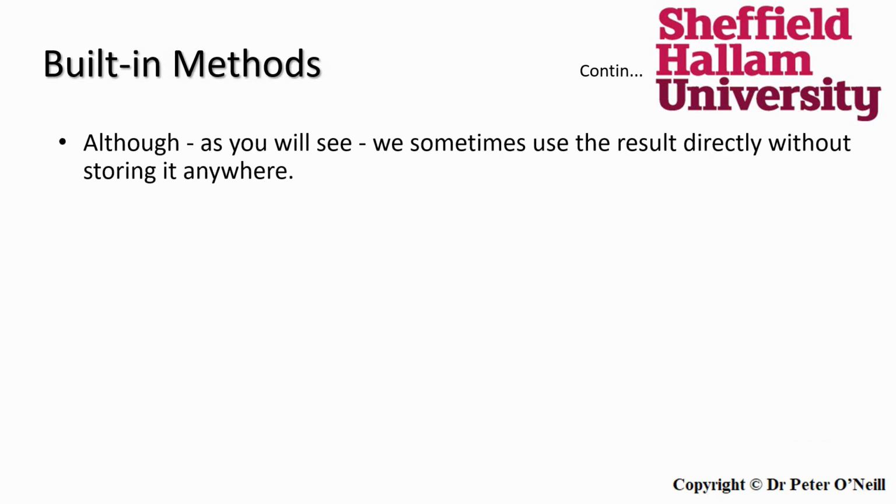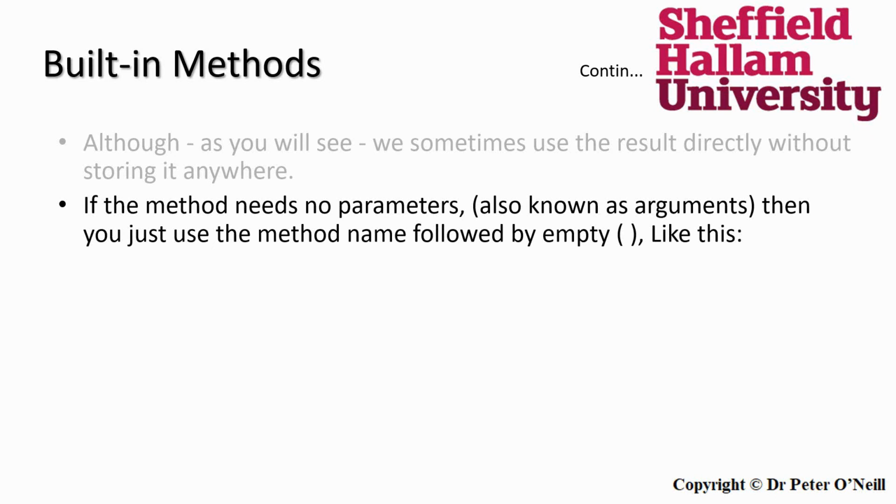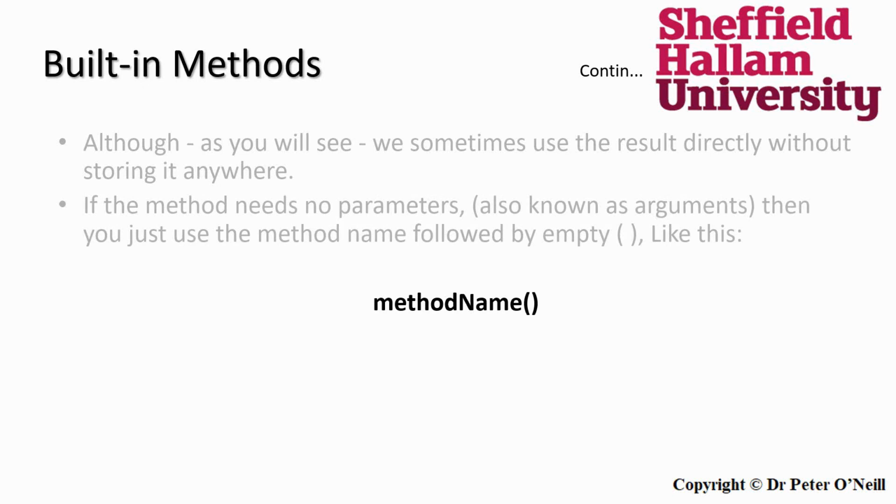Throughout, as you will see, we sometimes use the result directly without storing it anywhere. If the method needs no parameters, also known as arguments, remember, then you just need to use the method name followed by open brackets, close brackets, like this one. So it's my method name, open brackets, close brackets. Don't forget, if this were real code, you'd have a semicolon on the end of it. Or if it was in a class, then you put the class name followed by the dot method. So dot method name.